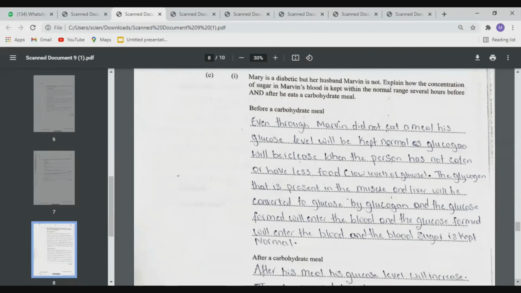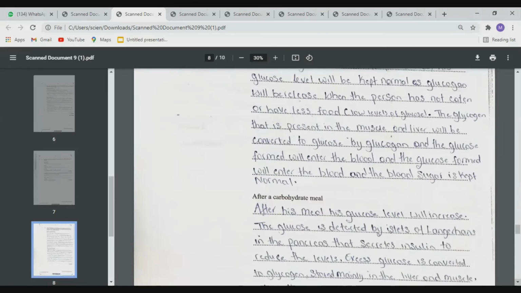So before the meal. Even though Marvin did not eat a meal, his glucose level will be kept normal, as glucagon will be released when the person has not eaten or has less food. So that means that they would have a low level of glucose. The glycogen that is present in the muscle and the liver will be converted to glucose by glucagon, and the glucose formed will enter the blood, and the blood sugar is kept normal.